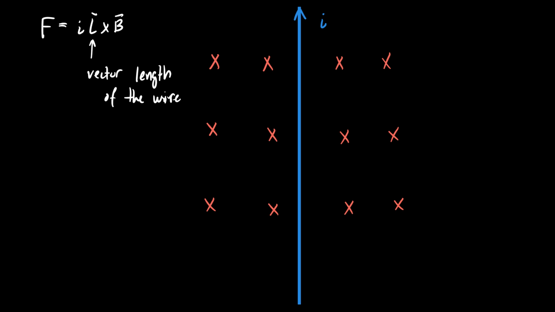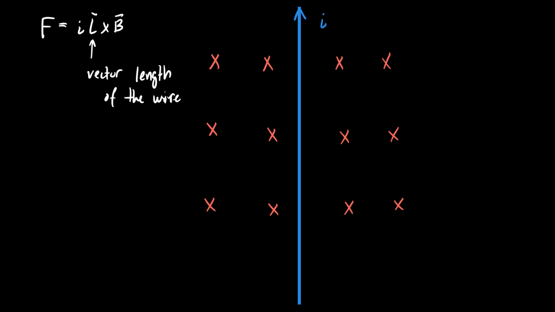Now, it's not much different than a force on a charged particle. The force on a current carrying wire is I L cross B. Current isn't a vector, so the vector length of the wire is used as the cross product. This is the vector length of the wire. Again, I need to remind you, current isn't a vector quantity. It does have a direction, but it's not a vector value.